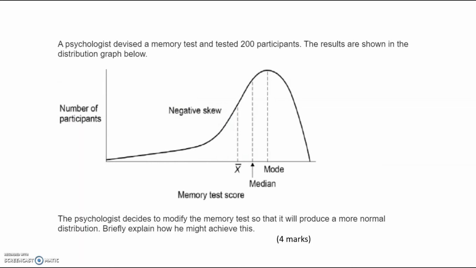Let's have a look at this question. Now, this question's a lot more difficult and it makes you think outside the box, okay? Psychologists devised a memory test and tested 200 participants. The results are shown in the distribution graph. So we can see we've got a negative skew here because we've got our mode here. So the mean is to the left of the mode, which is why we've got this negative skew seen here. And the question asks you, psychologists decide to modify the memory test so that it will produce a more normal distribution. Briefly explain how they might achieve this. Have a think, pause the video, see what you think. We'll come back in a second.